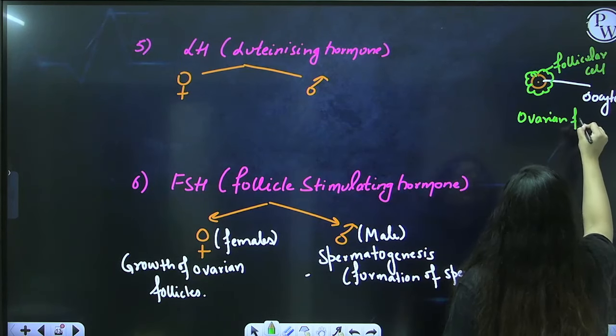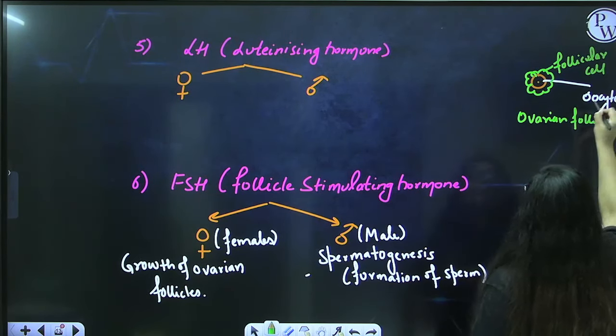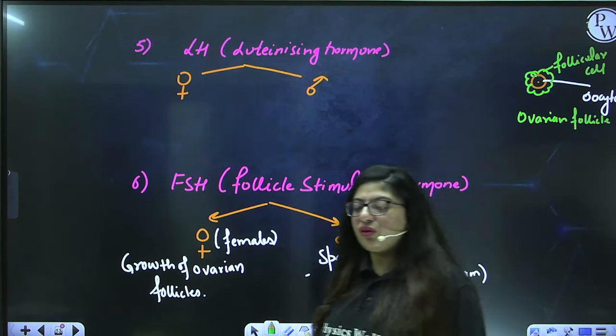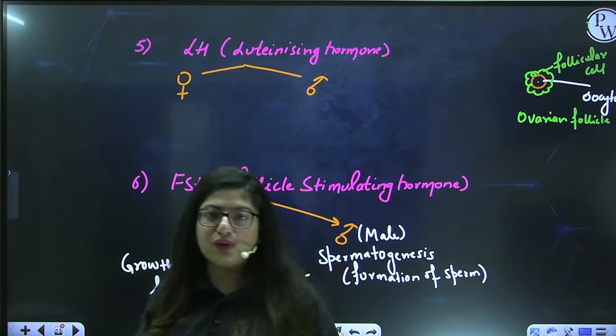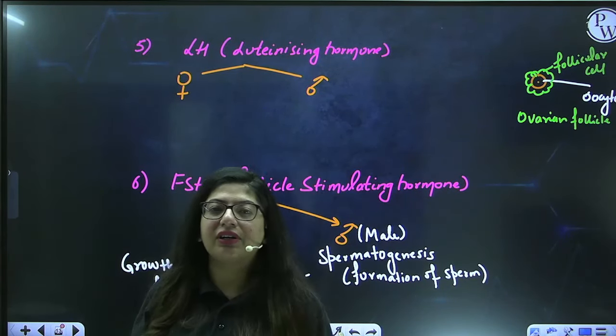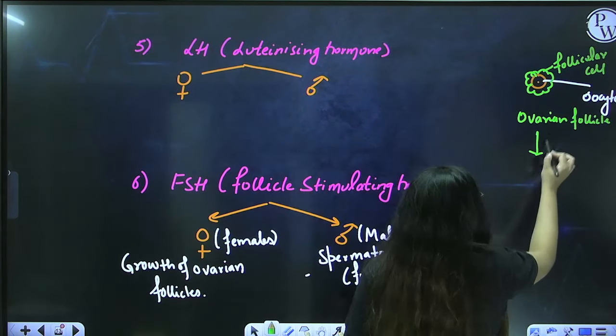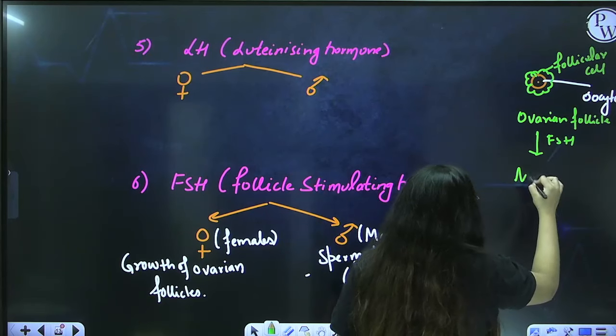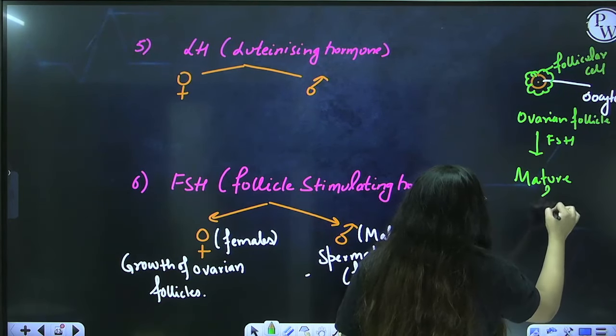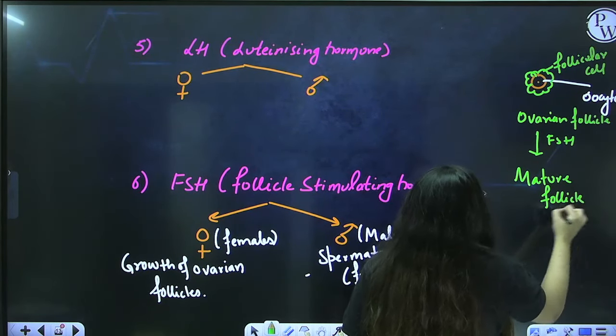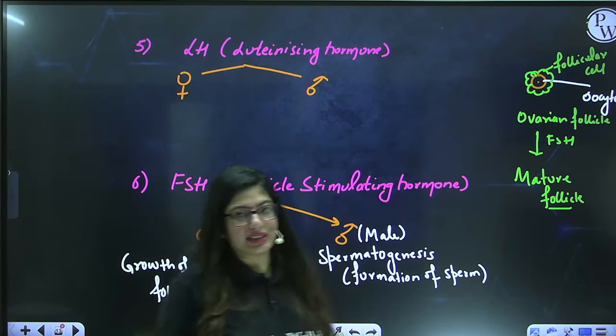This follicle has to mature if this oocyte needs to get converted into an egg, right? So this ovarian follicle, in the presence of FSH, gets mature, it gets converted into a mature follicle, and the oocyte in that will become an egg someday.